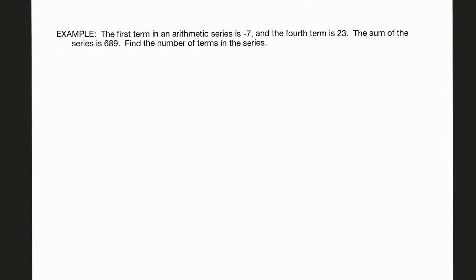All right, here we go. The first term of an arithmetic series is negative 7. The fourth is 23. The sum of the series... okay, so let me write some stuff down. The first term is negative 7. The fourth term is 23. And the sum of the series is 689.